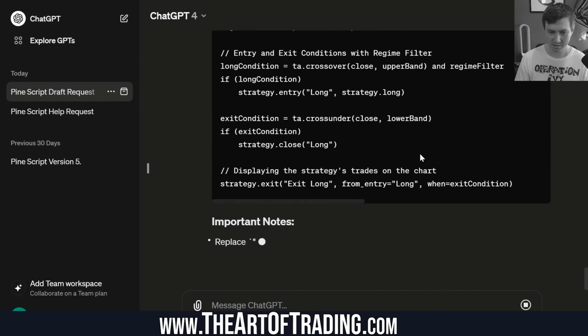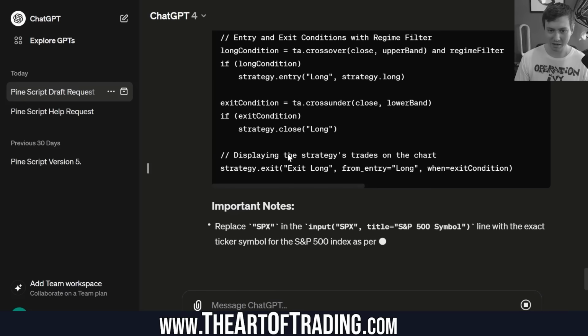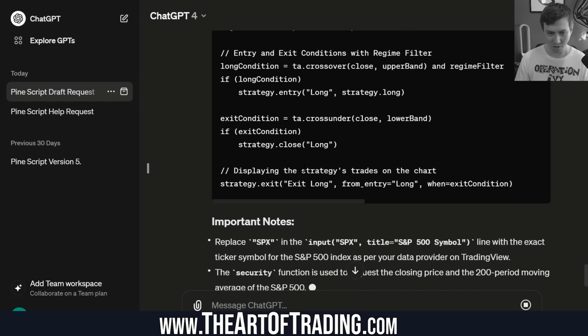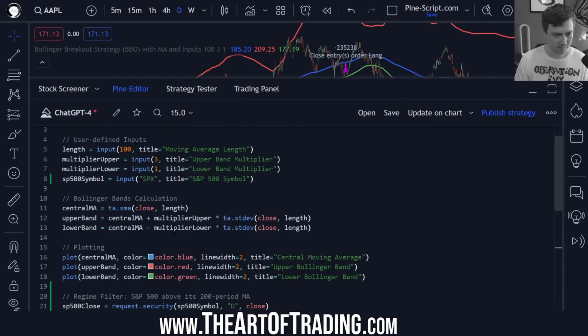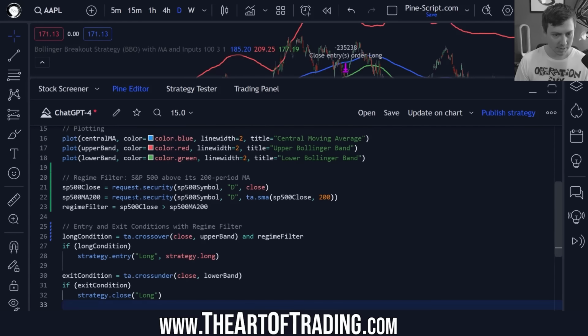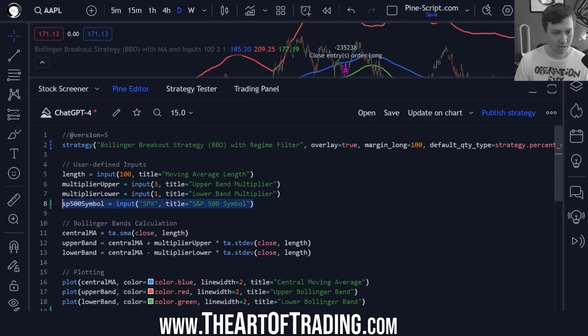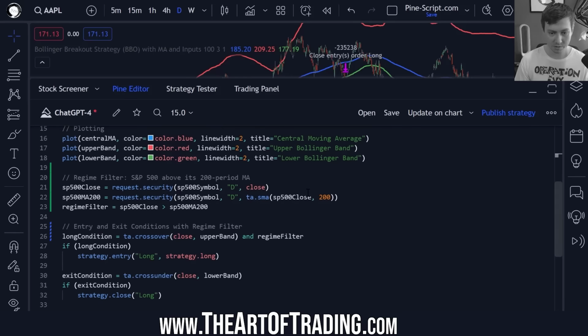Oh, it's not done yet. Still included that erroneous line of code. I could probably tell it to stop doing this, but I won't bother. It's easy to remove. Let's have a look at our regime filter code. All right, so we're getting the daily close using the security function on the S&P 500 symbol, which is a user input. That's good, very good. 200 SMA on S&P's close on the daily chart. Regime filter, spot on. Let's see if this script compiles.